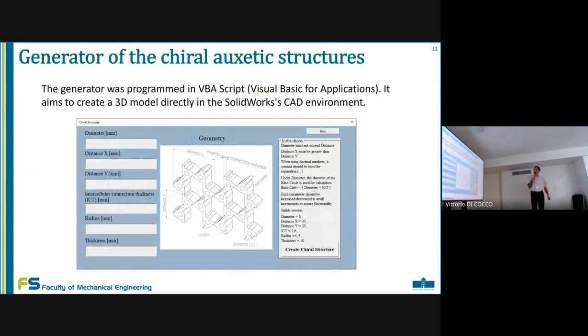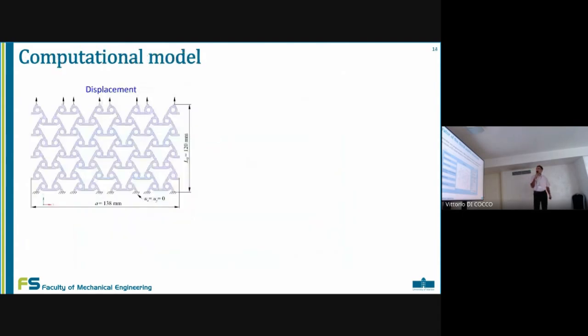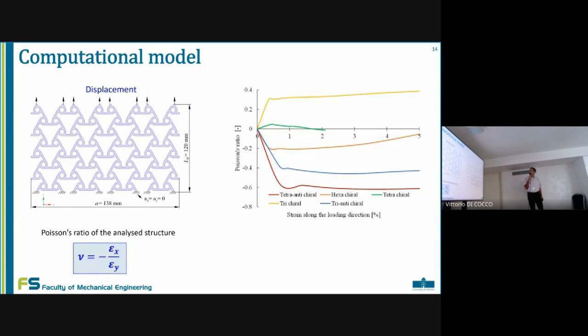These analyzed chiral structures were modeled in a VBA script in the framework of the SolidWorks program package. Here is the computational model. At the top, we put the displacement, and at the bottom, we have fixed restraints. The Poisson ratio can be obtained using these equations. It means the relationship between the strain in X and Y direction. And here on the right figure, we can see the results. It is clear that there is no auxetic effect for the trichiral structure and tetrachiral structure, but the other three analyzed structures have this auxetic effect.